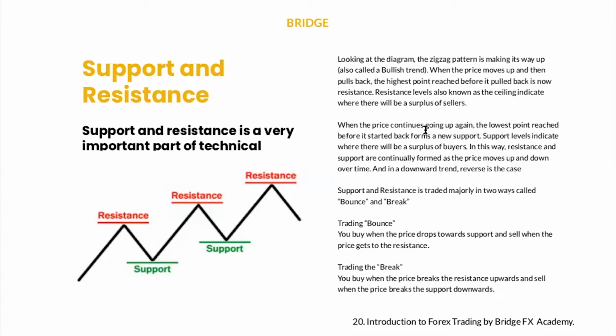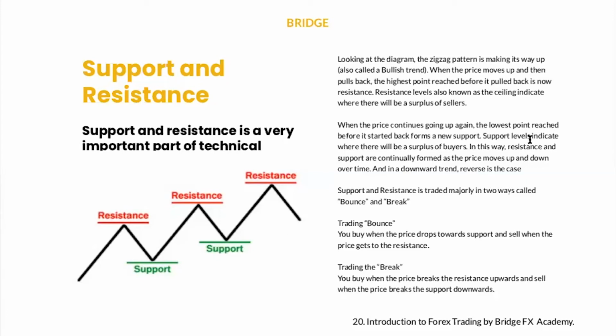When the price continues to go up again, the lowest point it reached forms a new support. See, it got to this point, it started coming down, then it started going back up again. But before it started going up, a new support has been formed there. This was a previous support. A new support has been formed there. Then you can see it's going up again, it came down. Before it started going up again, another support has been formed there.